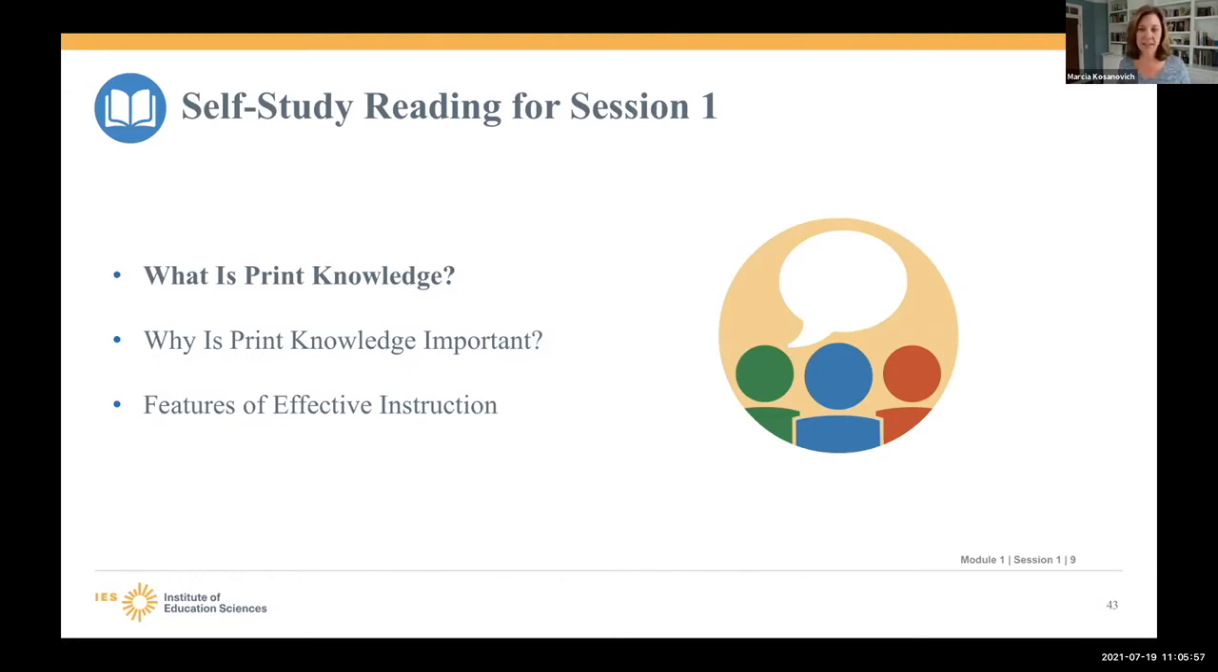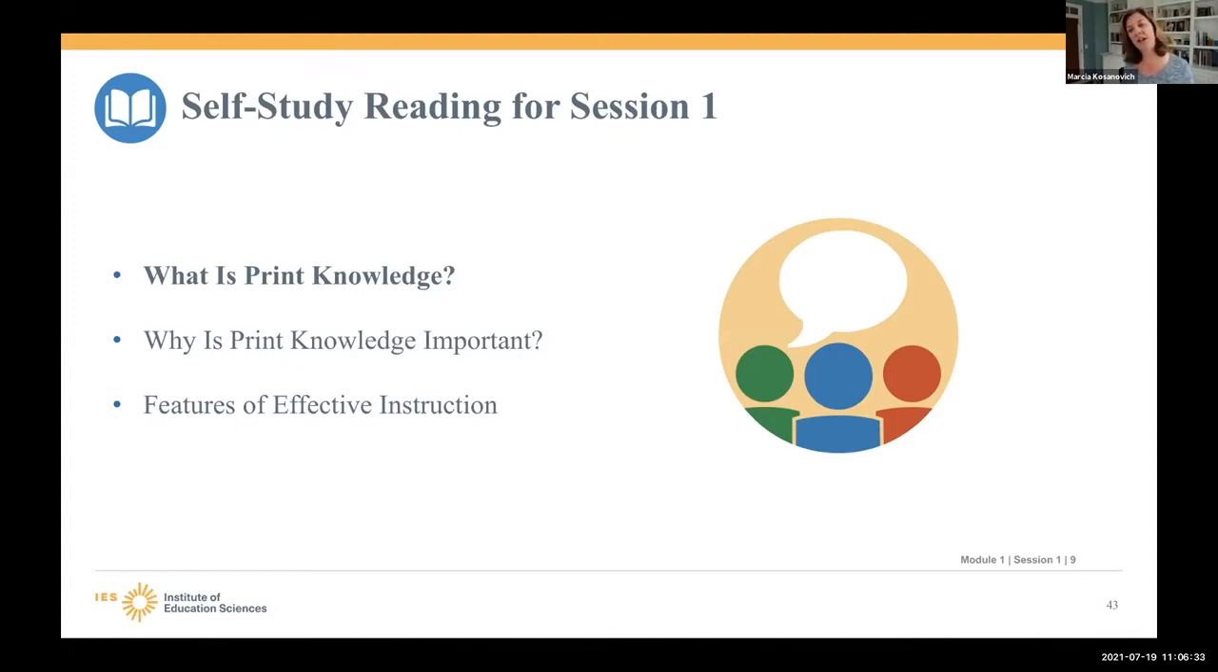Let's dive into print knowledge by discussing the content you read prior to this session. What is print knowledge? Why is print knowledge important, and features of effective instruction? So you'll ask your participants to consider this question. What is print knowledge? To discuss this, we will use a method for accountability talk called turn and talk. This is where you take turns talking and listening with your shoulder partner or person next to you. This is an excellent way to have every child in your classroom engage at once rather than calling on one child at a time to respond.